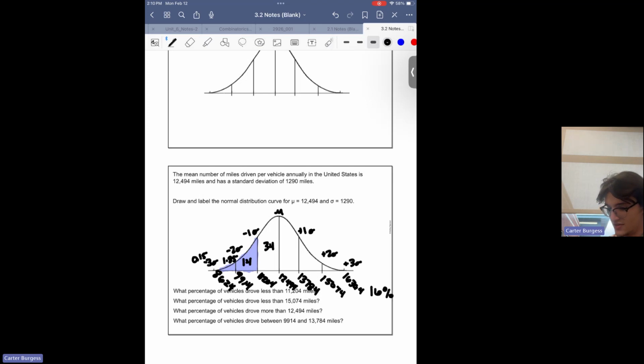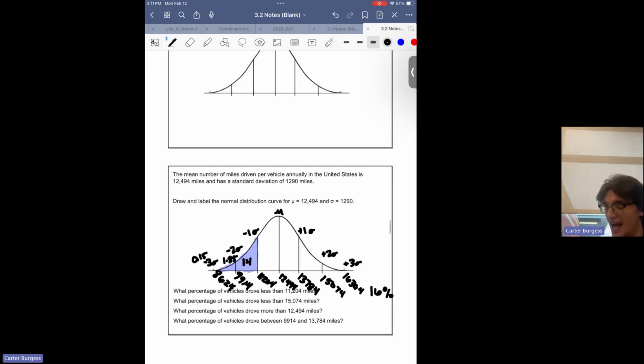Which should hopefully make sense, right? We have 34% of our data under that one curve, and then we have 50% of our data over here to the right of our mean. So 34 plus 50, we've used up 84% of our data. That's 16 left over to be to the left of this value. But just very simply adding up the percentage contribution of each little bucket here.